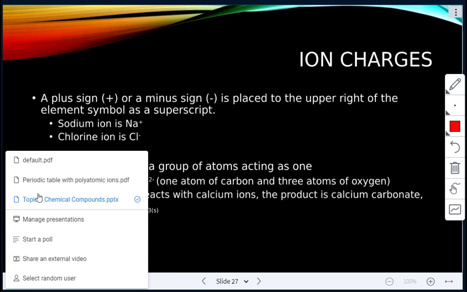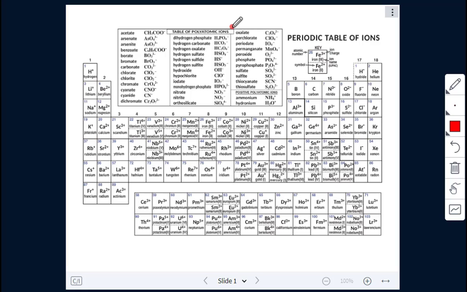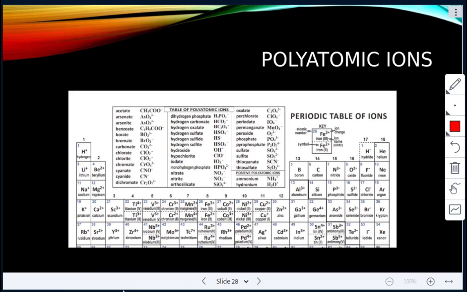So just going back to show you that, up at the top of this periodic table is this chart called the table of polyatomic ions. You go down here, it's alphabetical, you'd find carbonate, and you see it here as CO3 with a charge of 2 minus. All right, so here it is just showing the polyatomic ions.